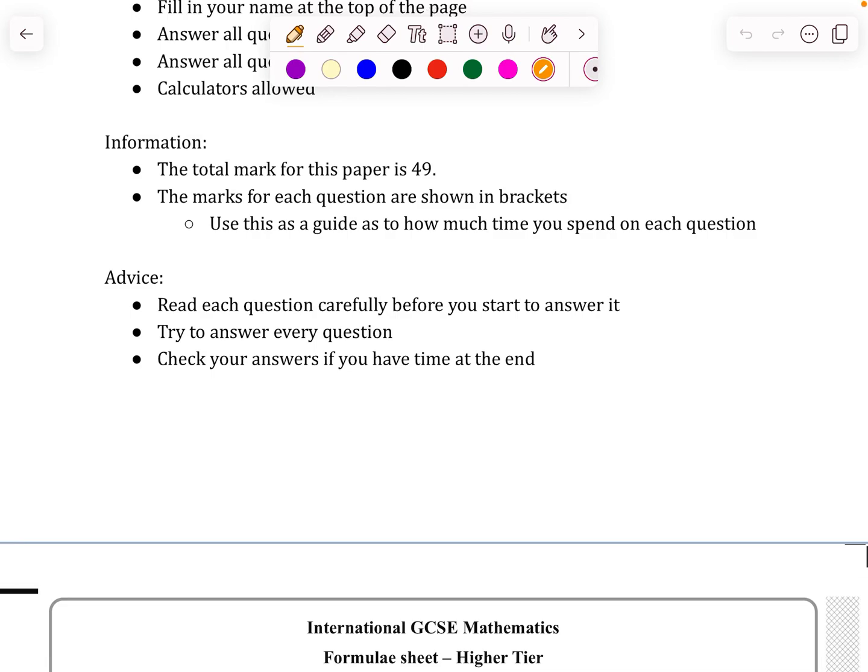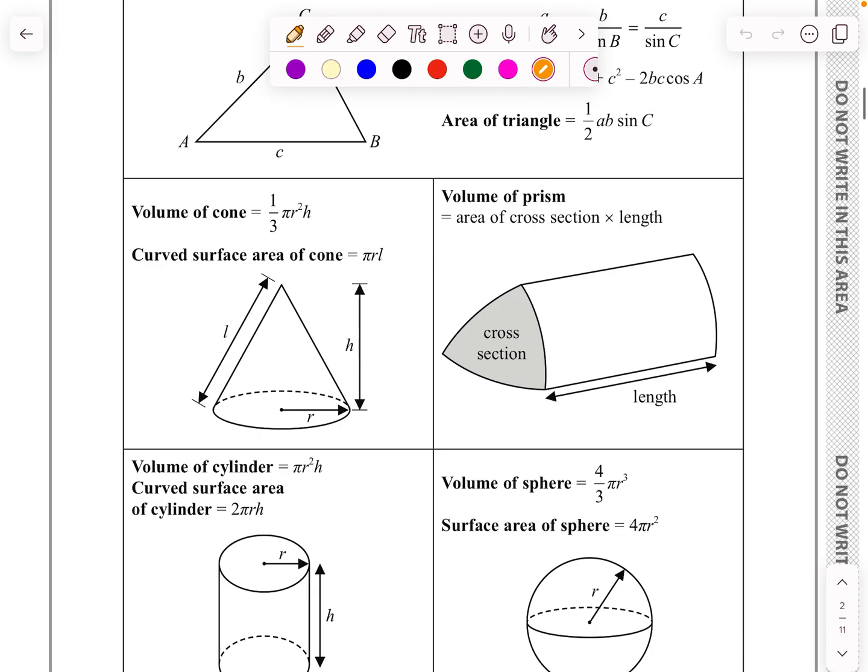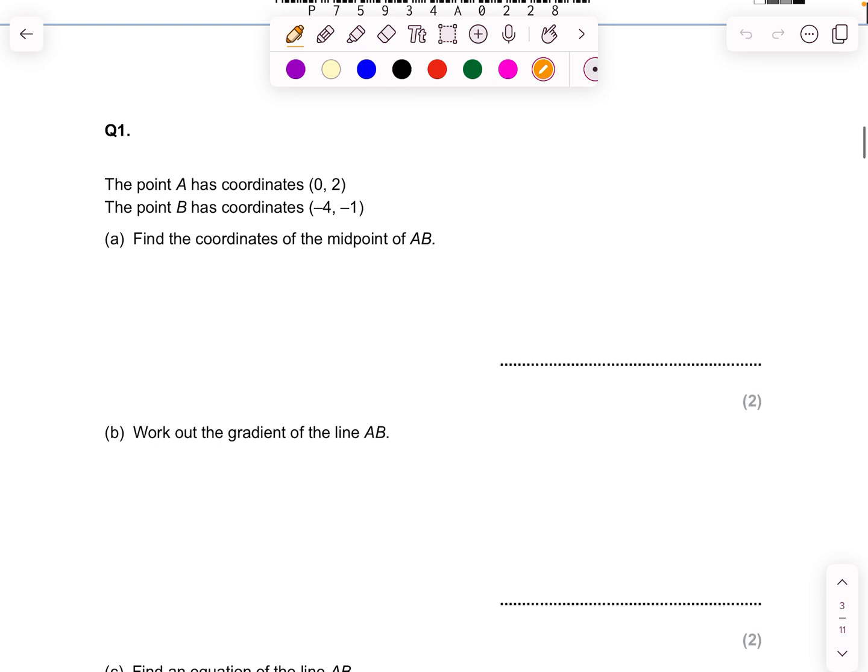Okay, let's go through the papers as usual. Question 1 talks about the midpoint. I was sad to see a lot of you drop marks on this.